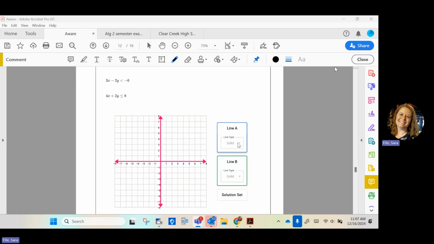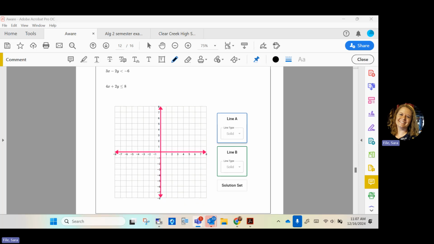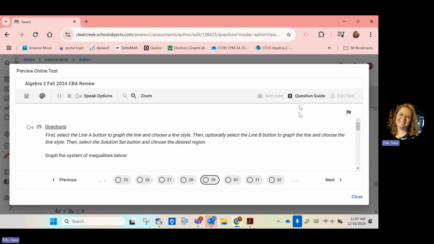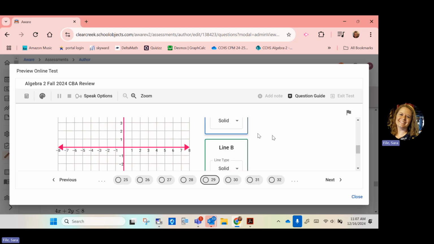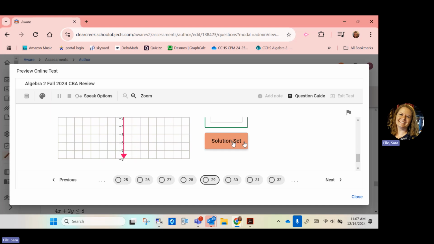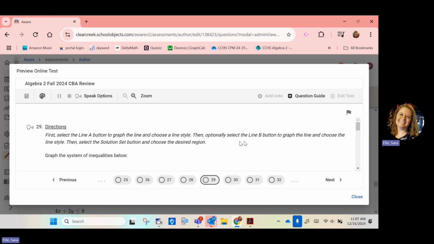When you're actually in Aware, you'll have some choices here for your 2 lines. You can select if they should be solid or dashed. And actually, I think I can pull it up virtually here. Okay, so here's what it looks like in Aware. You have the option to choose if those lines should be solid or dashed, and then to select your solution set.